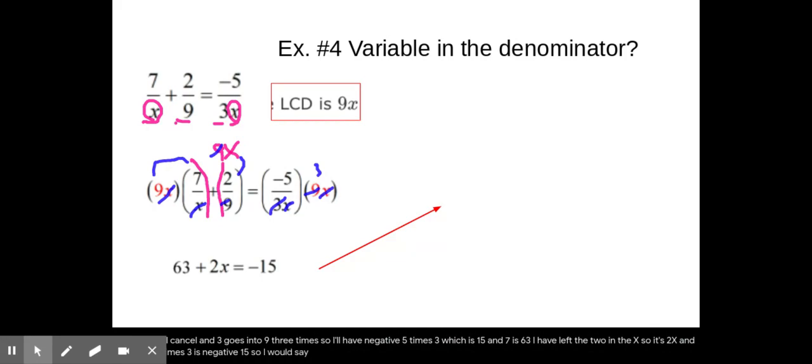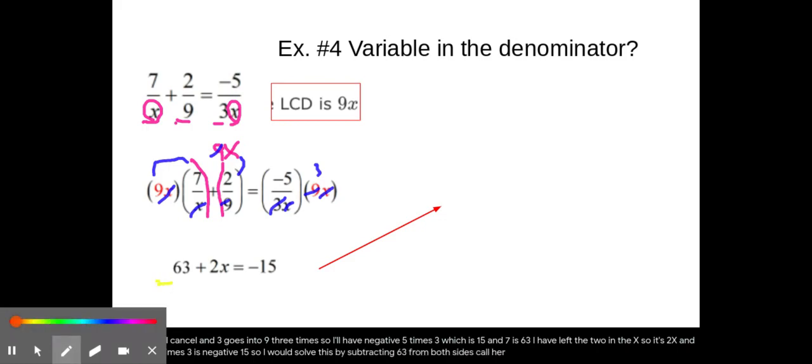So I would solve this the regular way by subtracting 63 from both sides. Get a better color. Subtracting 63 from both sides.